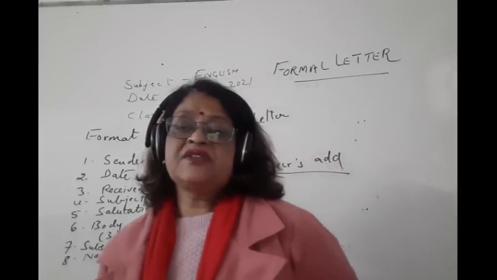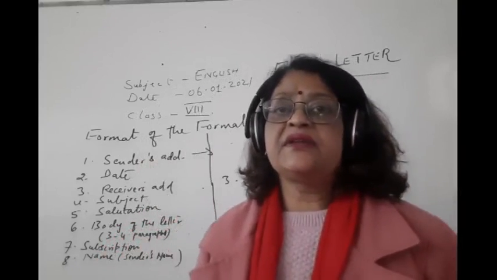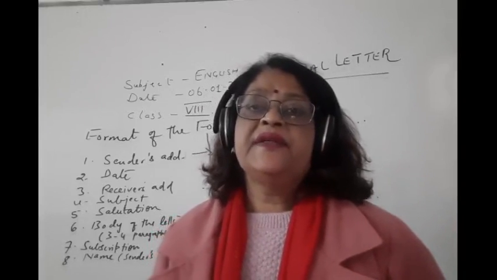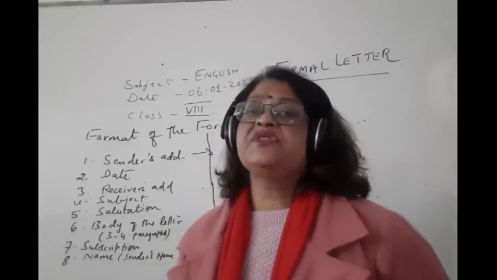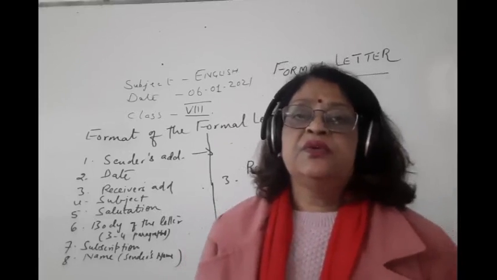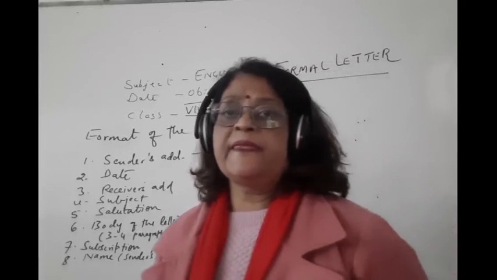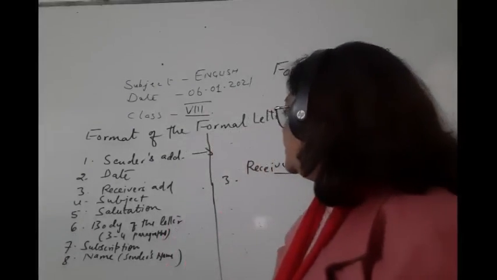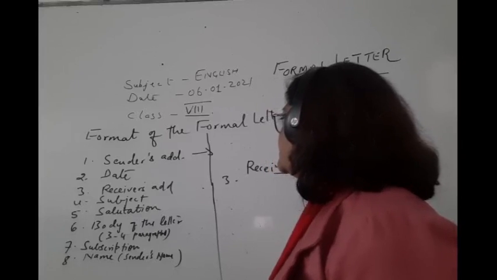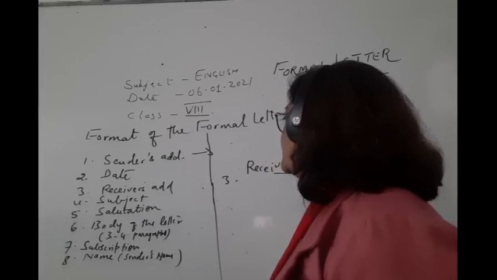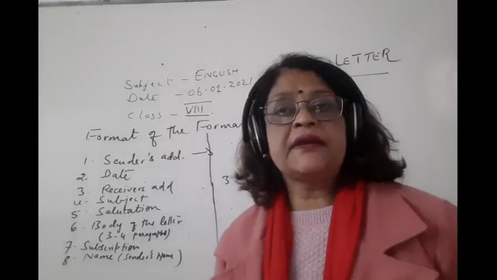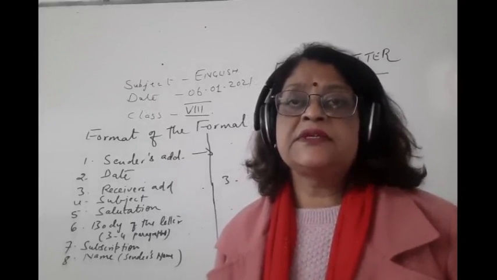Children, if it is the editor of a newspaper, you have to write the Editor, the Hindustan Times or the Times of India, and then New Delhi. You also have to see whether the name of the local newspaper is there or not. Okay, so this you have to see. The format is: sender's address, date, receiver's address, subject, salutation, body of the letter, subscription, name. This you have to see.